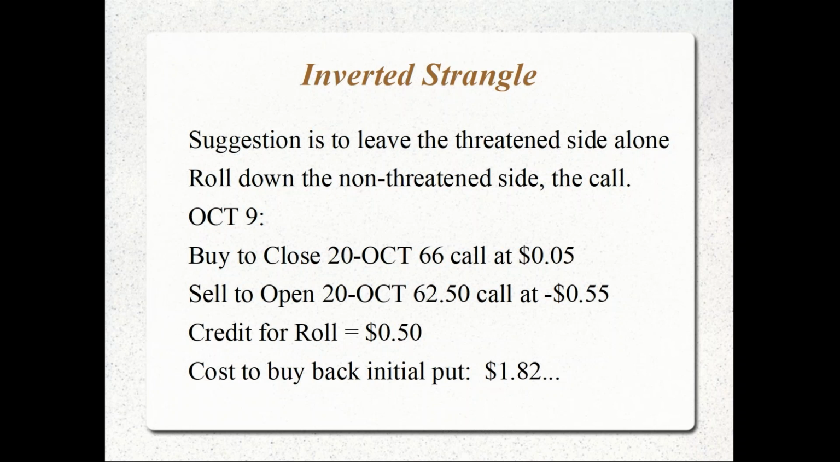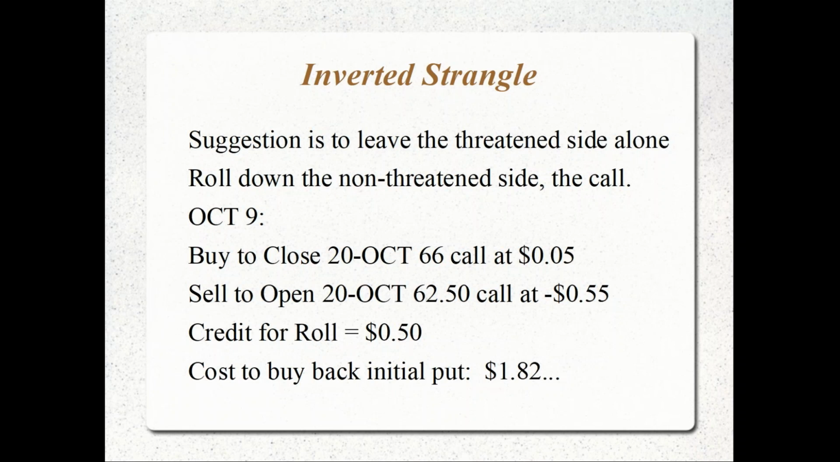Their suggestion in an inverted strangle, if the stock moves against you on one side or the other, is to leave the threatened side alone. I'm not going to touch the put that's now in the money. They suggest rolling down the non-threatened side, the call, for a credit. And the hope is that the credit that you receive will hinder the loss that you might take, and if the stock continues down, you continue to roll down the call. You don't adjust the put. You leave that in the money, continue to roll down the call.